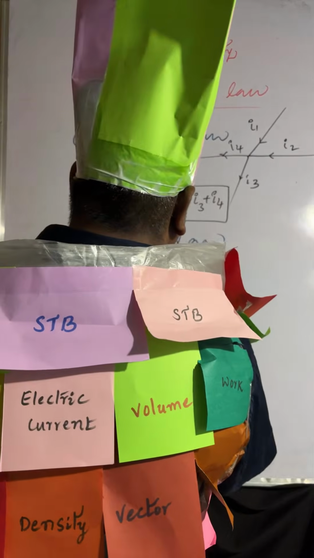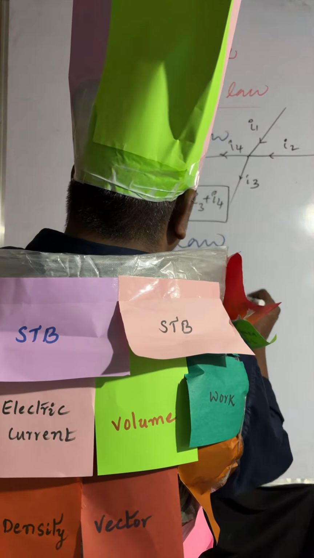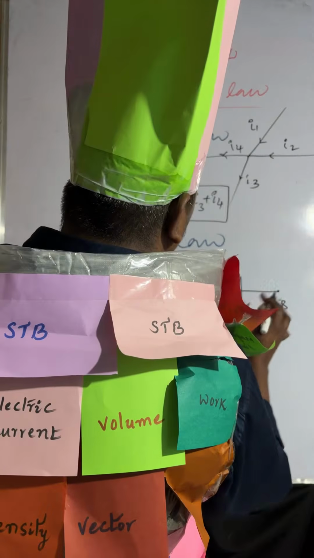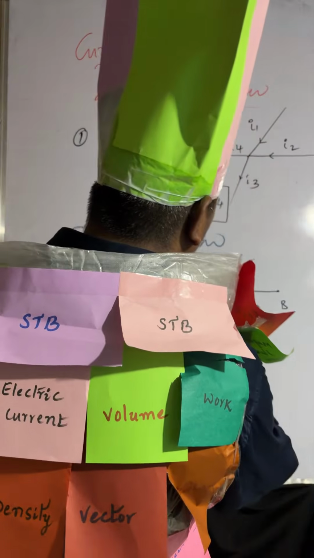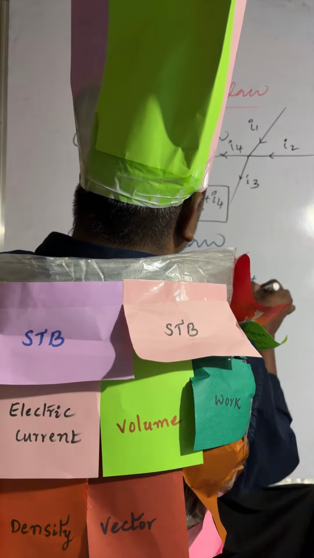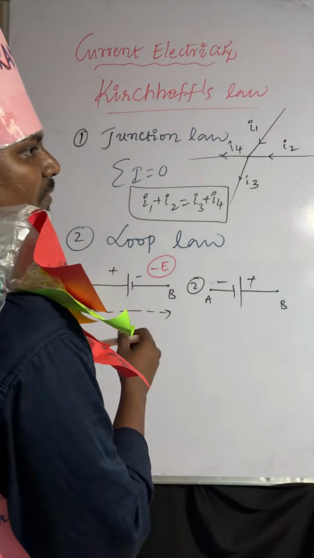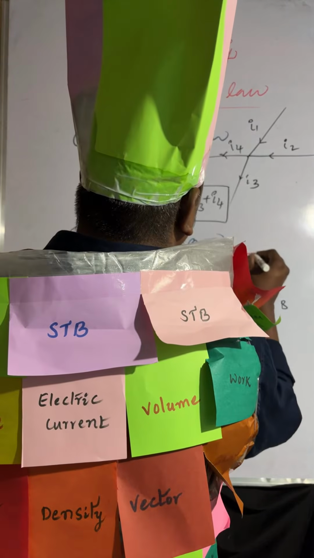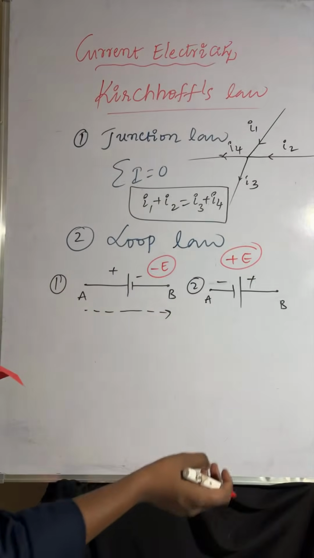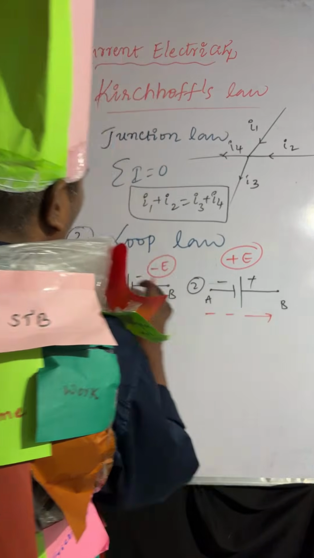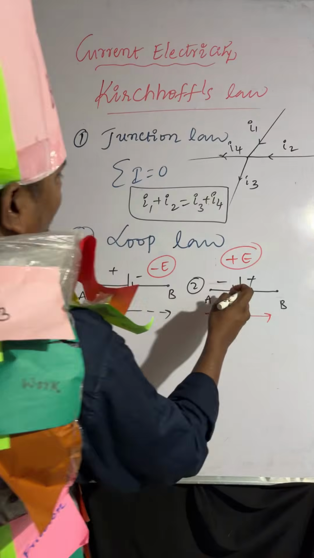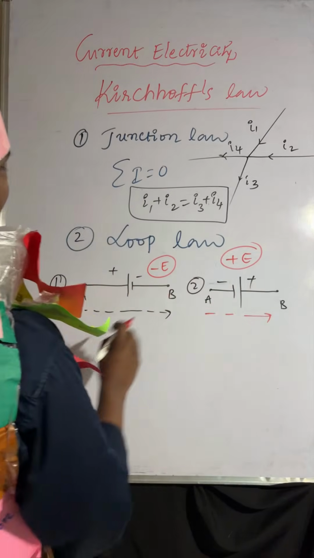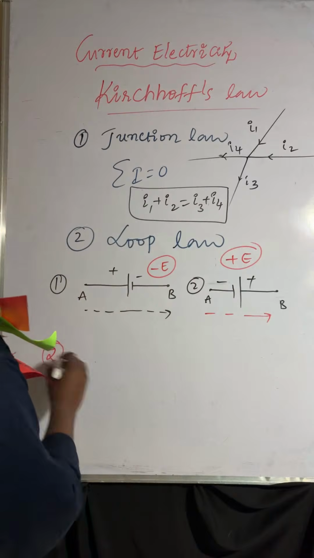And coming to the second one, negative to positive. A, B. Now you can see, you are moving from the negative terminal to the positive terminal, so the EMF is positive. You have to check the final position you are reaching. Here you are moving from positive to negative, so EMF is negative. Here negative to positive, so EMF is positive. And coming to the resistor.